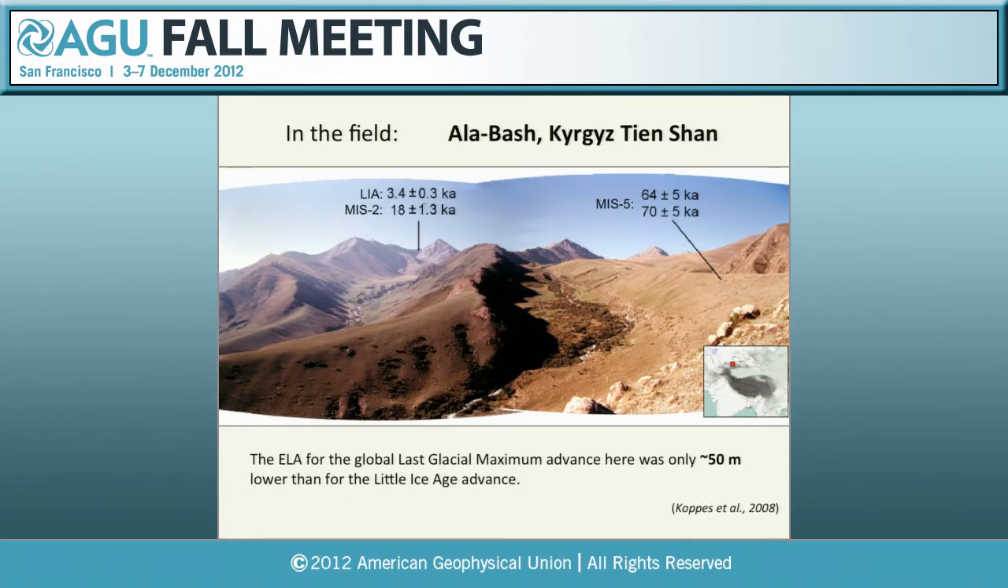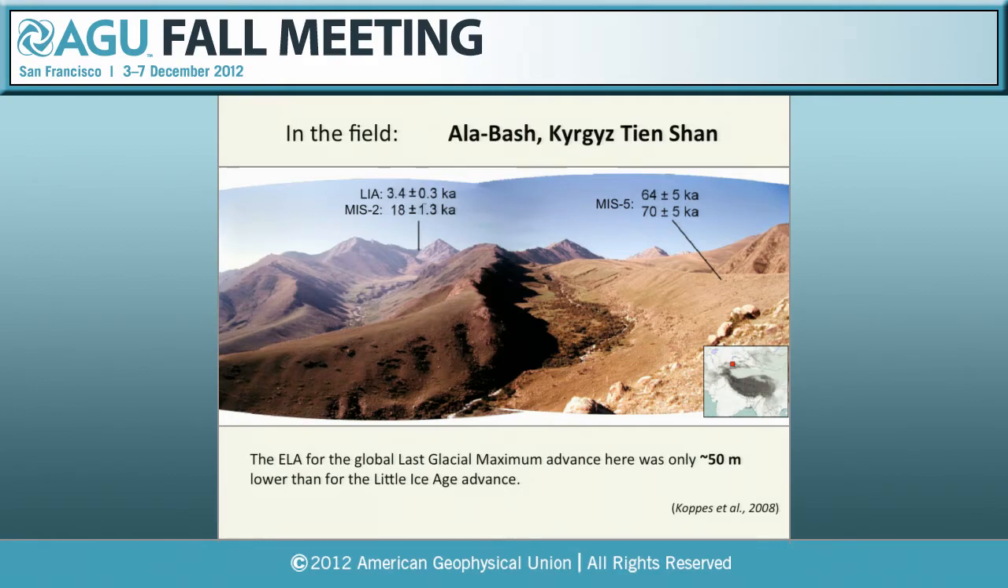So what's in the field? This is work from Kappas et al. in the Kyrgyz Tian Shan. As you can see here, stage 6 glaciers were very big, and this left lateral moraine dated back to around 70,000 years ago. But if we go up to the cirques, the stage 2 moraine is very, very close to the Little Ice Age moraine. So the delta ELA was only 50 meters compared to the Little Ice Age.